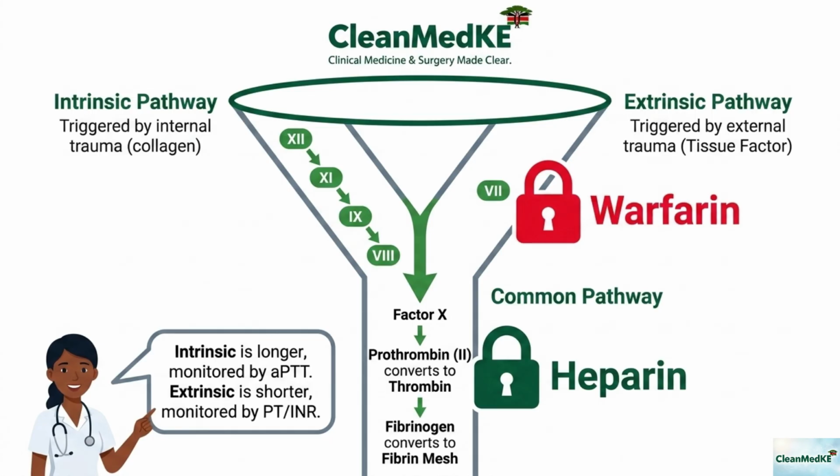Think of the coagulation cascade as a funnel. On the left, we have the intrinsic pathway, triggered by internal trauma like exposed collagen. It's the longer pathway and is monitored by aPTT. On the right is the extrinsic pathway, triggered by external trauma and tissue factor. It's shorter and monitored by PT/INR.